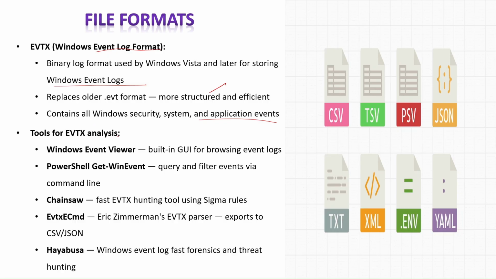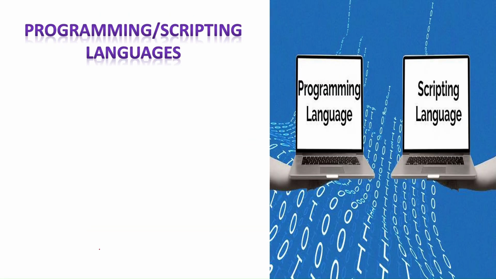So tools for EVTX analysis, first one is Windows Event Viewer. It is a built-in GUI for browsing event logs. PowerShell Get-WinEvent can be used to query and filter events via the command line. Chainsaw is a fast EVTX hunting tool using Sigma rules. EvtxECmd is Eric Zimmerman's EVTX parser, and it exports to CSV and JSON. And Hayabusa is a Windows event log fast forensics and threat hunting tool.